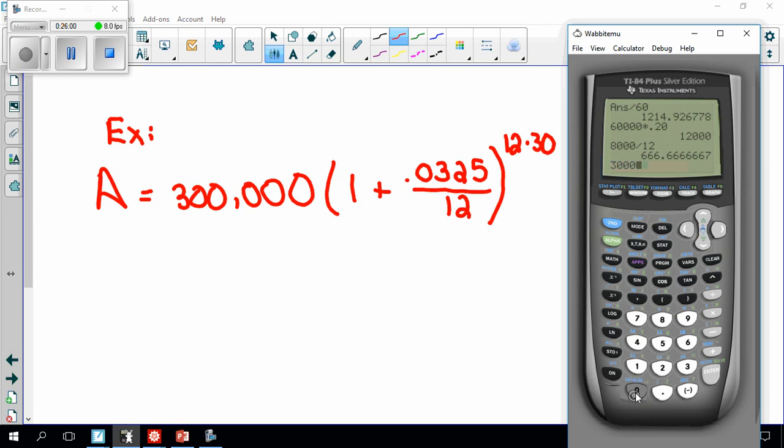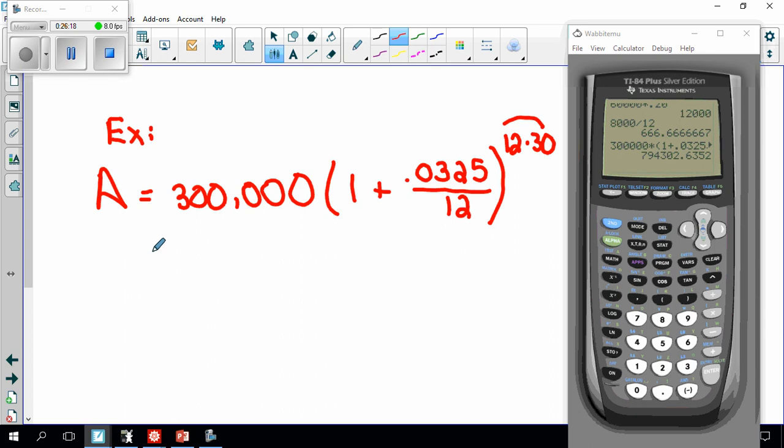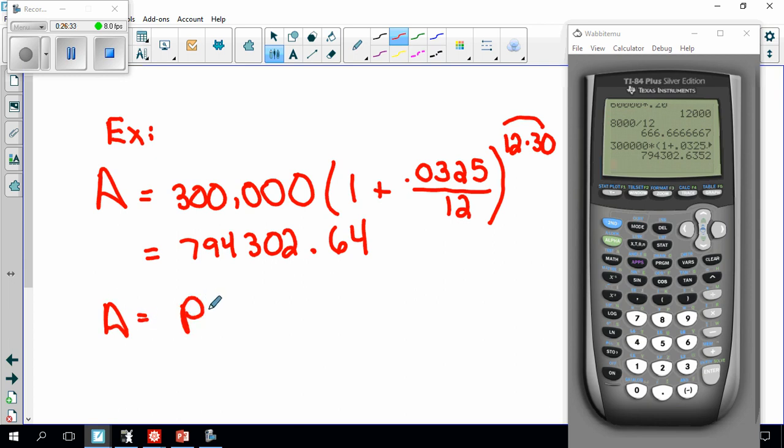So 300,000 times 1 plus 0.0325 divided by 12 raised to 360. Whoa, don't cry. 794,302.64. Yes, that is the final amount, the P plus the interest.